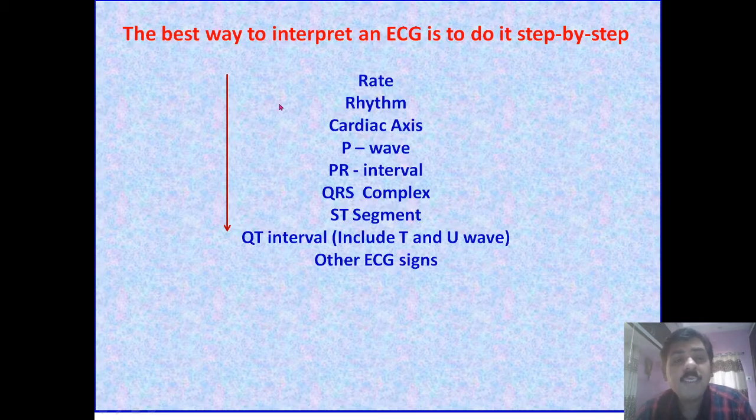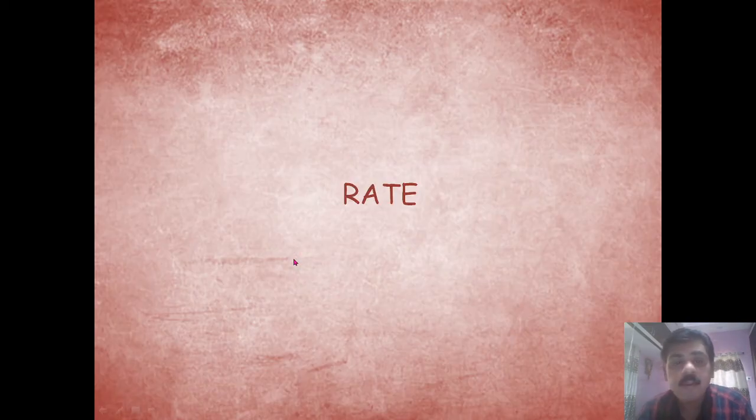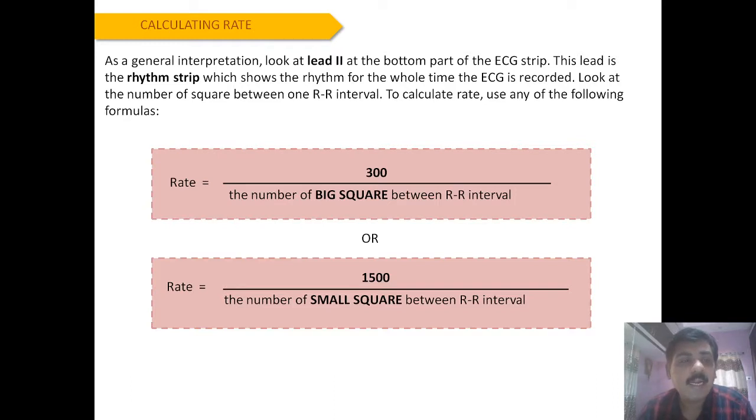The best way to interpret an ECG is to do it step by step. That is the rhythm, then cardiac axis, rate, P wave, PR interval, QRS complex, ST segment, and the QT interval. First we'll discuss the rate.